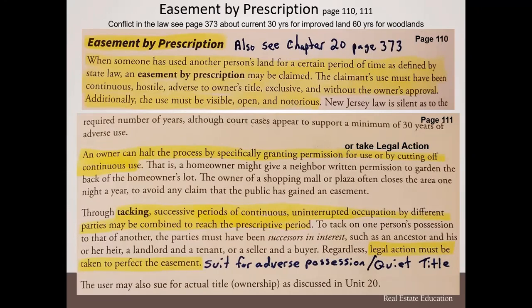Victor, you have at the top of this, conflict in law, see page 373. That's what we did earlier. Well, we did that in chapter 20. So you're just going to write here next to the title easement by prescription, see chapter 20, page 373. Right, okay, so that would be in conjunction with the current 30 years improvement. Correct. It's just the same thing, they just spoke about it in chapter 20 as well. Okay. Done.